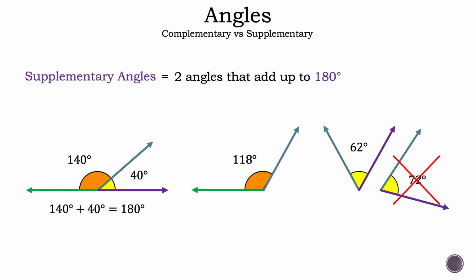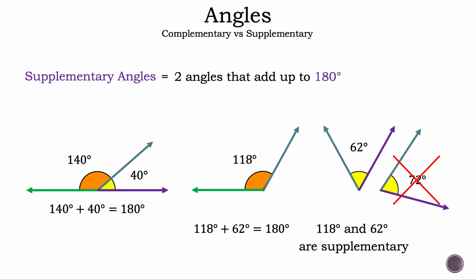That's right, 118 degrees and 62 degrees. Because the sum of 118 degrees and 62 degrees is 180 degrees. So, 118 degrees and 62 degrees are supplementary.